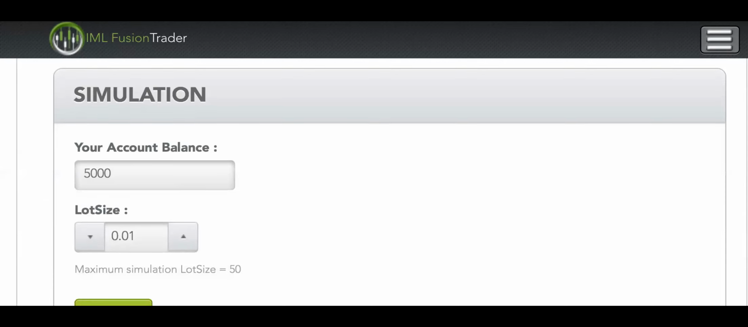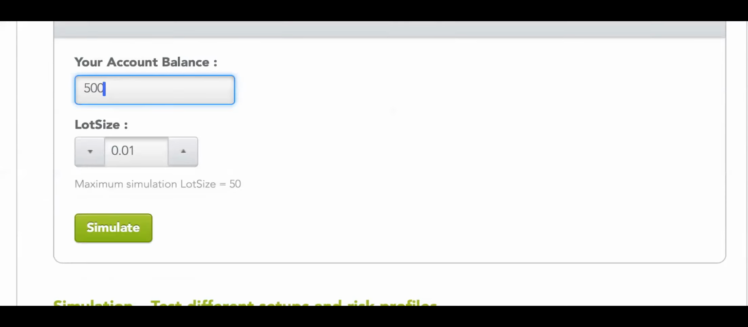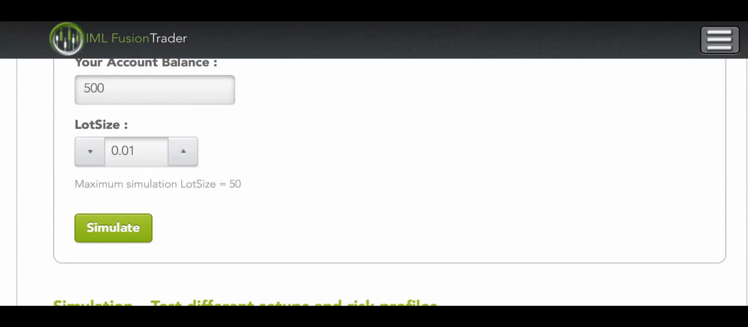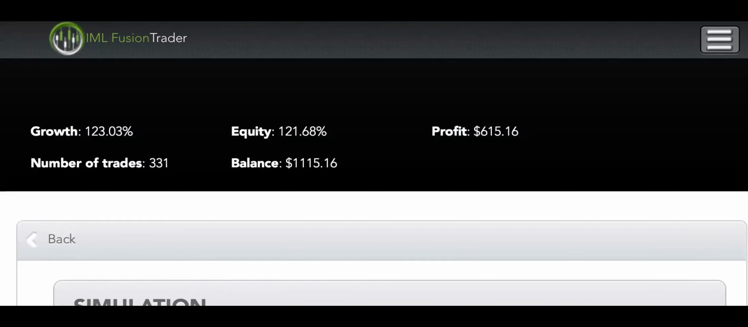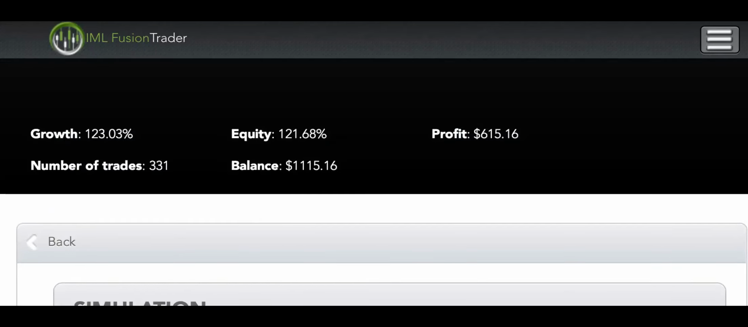The average account size that most people do is $500. Let's just say you did a $500 account with a penny lot size, which is 10 cents a pip. This is going to show you if you started your account the same time Yoda did with just $500, your account growth would be 123%, and your account balance would now be $1,115.16.